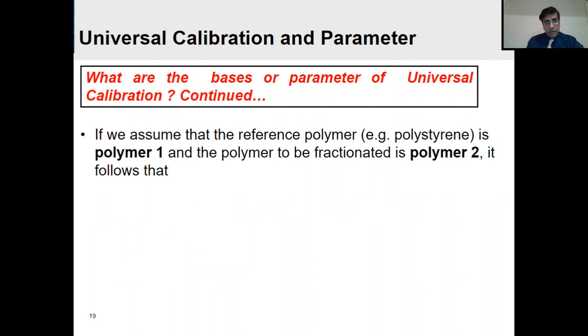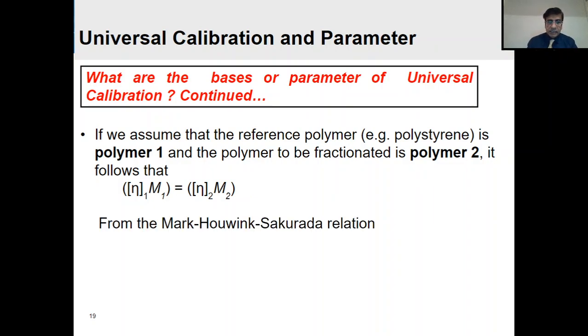Okay, so based on that, suppose we have our reference polymer, and we are using polystyrene. So polymer 1 is our calibrating polymer, in this case polystyrene, and polymer 2 is the other polymer which we want to fractionate and find out the molecular weight. So we can write this. The product for the first polymer will be intrinsic viscosity times molecular weight of the first polymer, and similarly for the second case. And from these equations, the MHS equation, we can find the formula which we have discussed before.